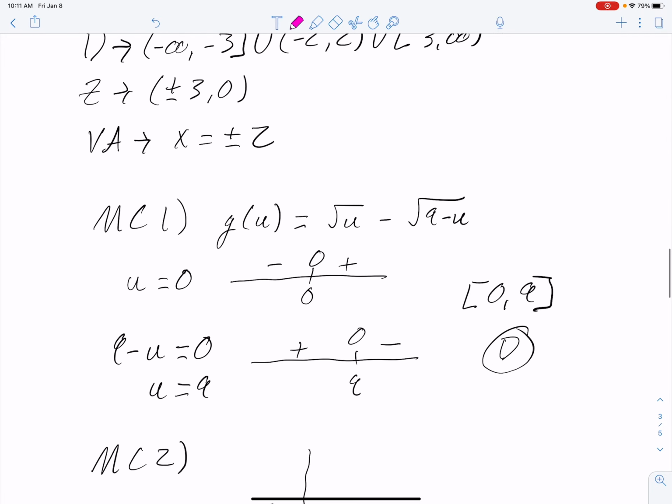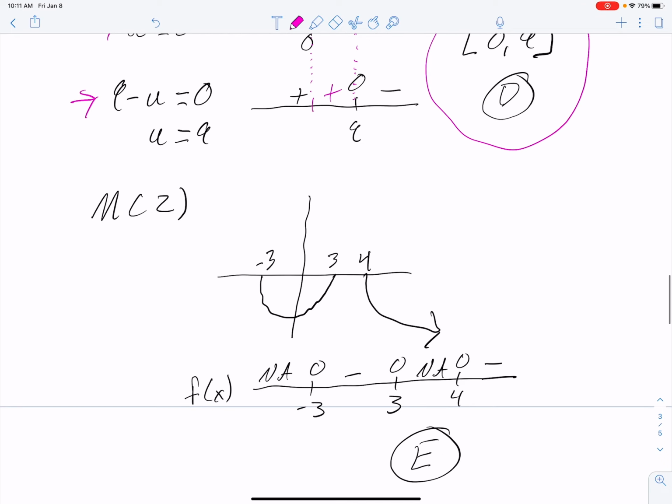Now, multiple choice 1 is going to require us to overlap sign patterns and see where they're both positive. We can only have this function g of u when the domain of square root of u overlaps with the domain of root 9 minus u. So I find my zero of root u, I find my zero of root 9 minus u. I set up my sign patterns, and the only place they overlap as both being positive is between 0 and 9, so choice D.